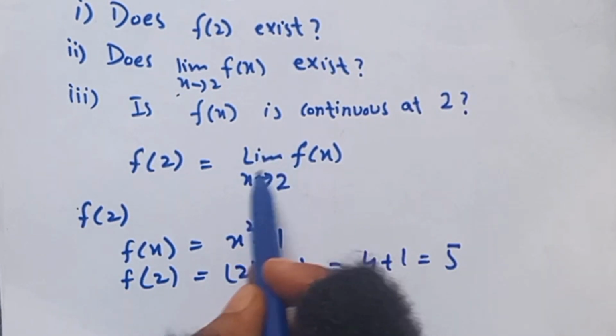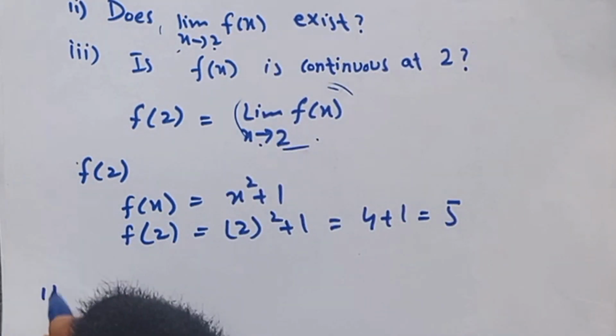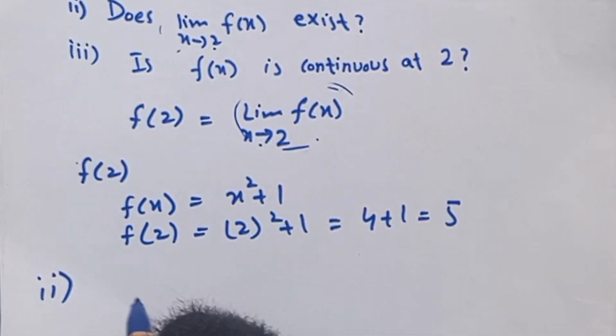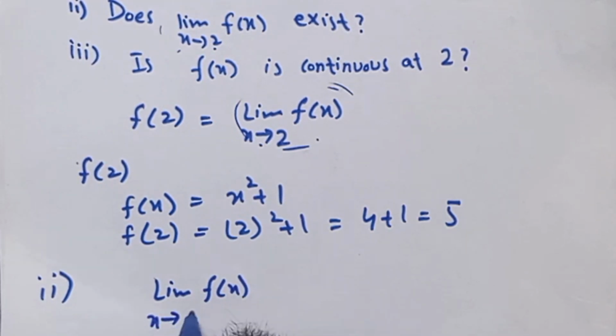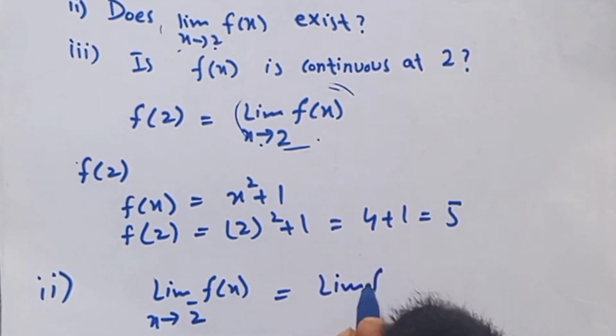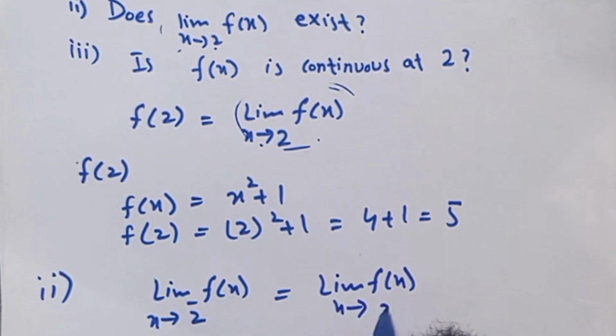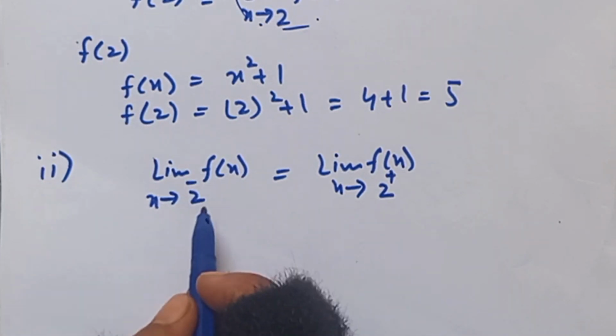Now in the next step we find the limit of the function as x approaches 2. So for the second part, the limit exists if the limit of the function as x approaches 2 from the left hand side, for which we use the symbol minus, and from the right hand side, we use the symbol plus, give the same answer. Then we can say that the limit of the function as x approaches 2 exists. So now look at the left hand side.